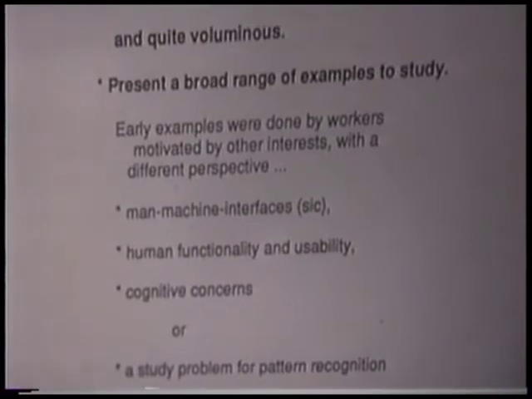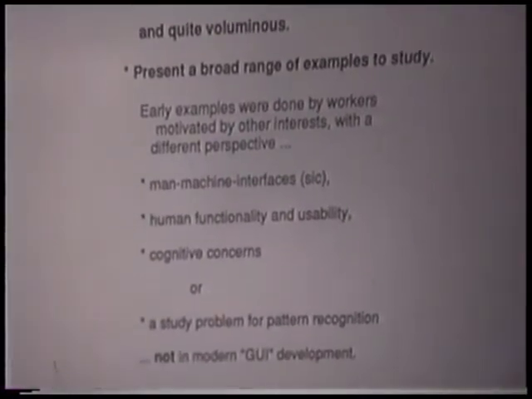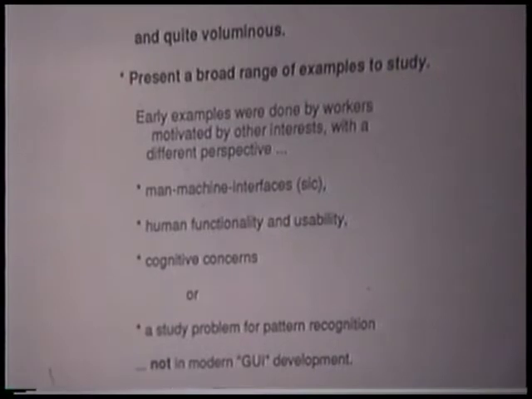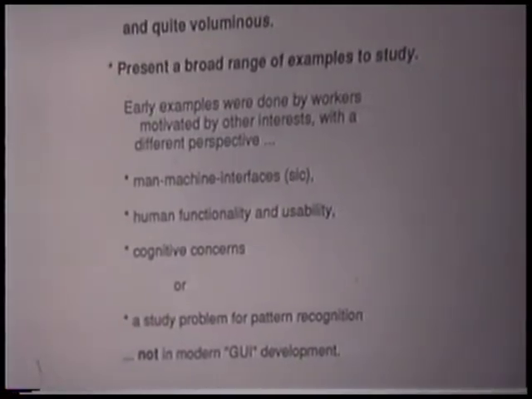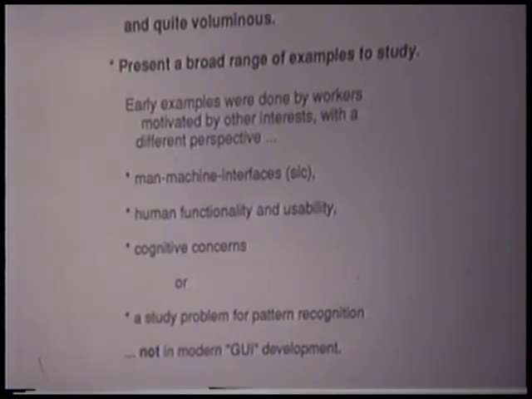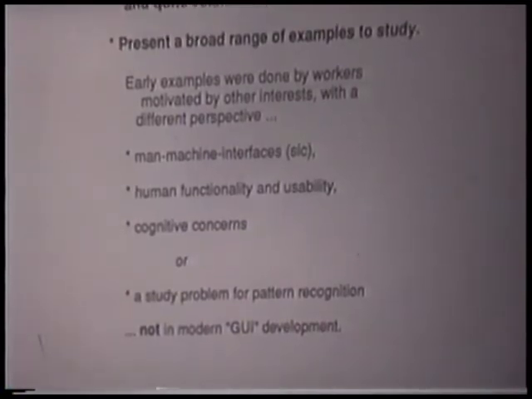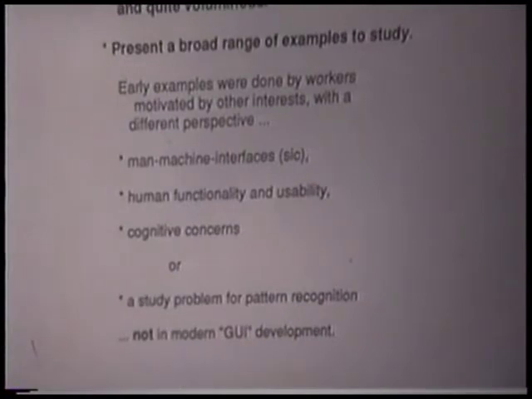People who were doing this on a research basis were thinking in terms of man-machine interfaces. That was the term that was popular in the early 1960s. They were doing this as a study just of human functionality or usability of different types of interaction techniques. They were perhaps trying to measure cognitive concerns.